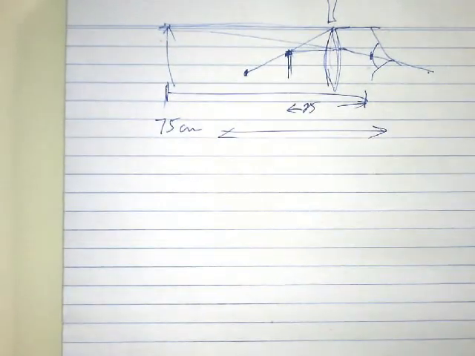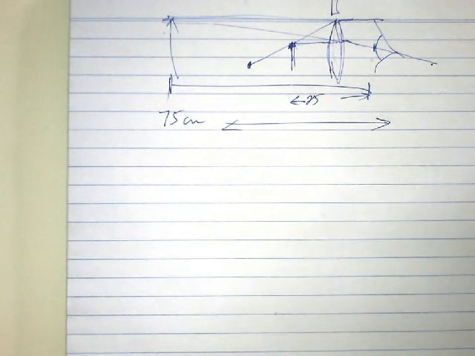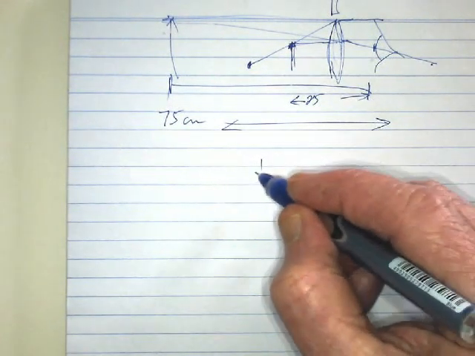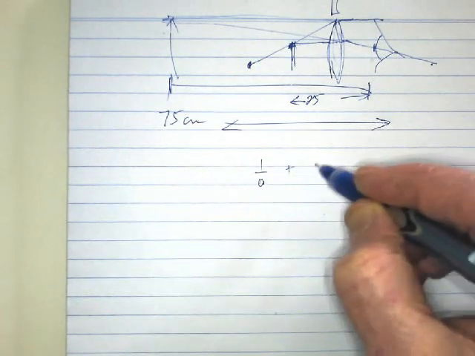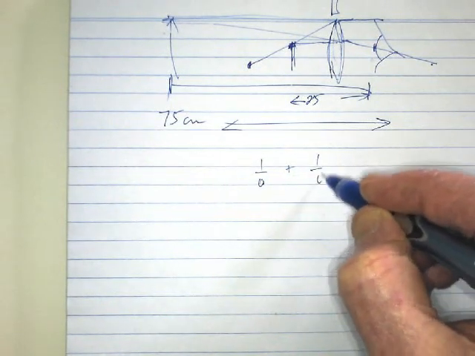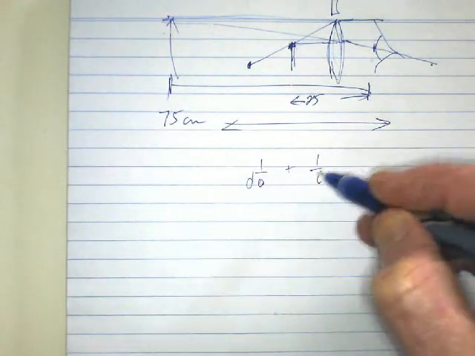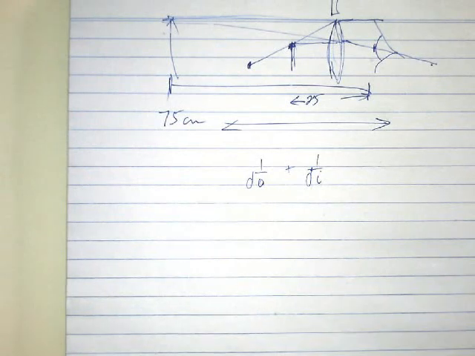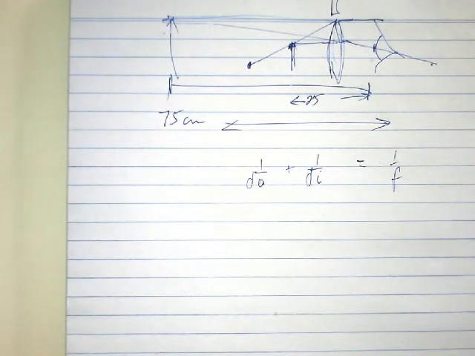Okay, so then you can try and use the lens equation. The lens equation is the same for all of these systems. So it's 1 on the object distance plus 1 on the image distance. Some books write it as 1 on O plus 1 on I, others write it as 1 on DO plus 1 on DI, and others use U's and V's, whatever, equals 1 on F. So it's the sum of the reciprocals.